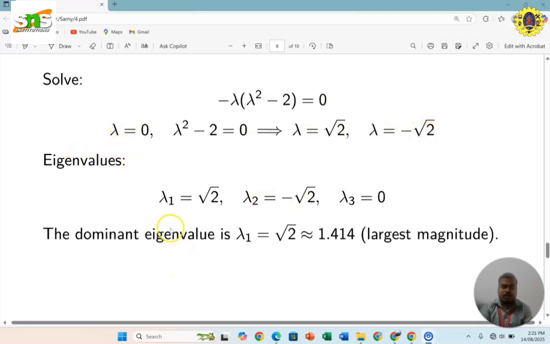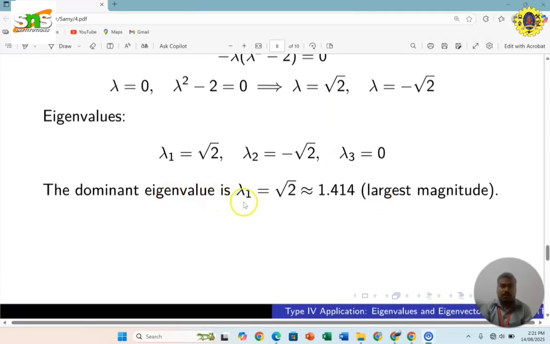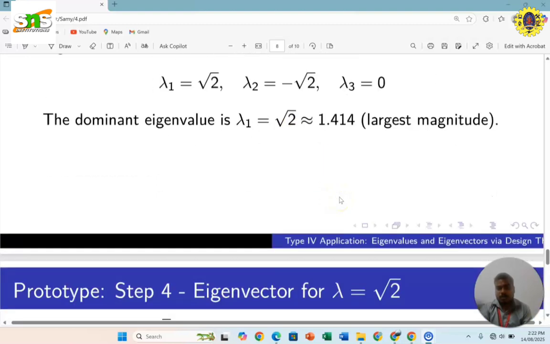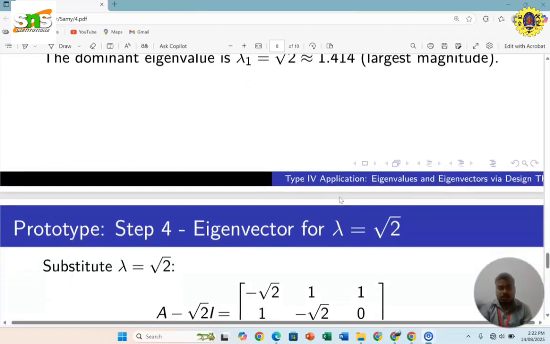The eigenvalues are lambda 1 is root 2, lambda 2 is minus root 2, lambda 3 is 0. So the dominant eigenvalue is lambda 1, because it is the positive and maximum value. Root 2 is approximately 1.414, which is the largest magnitude.